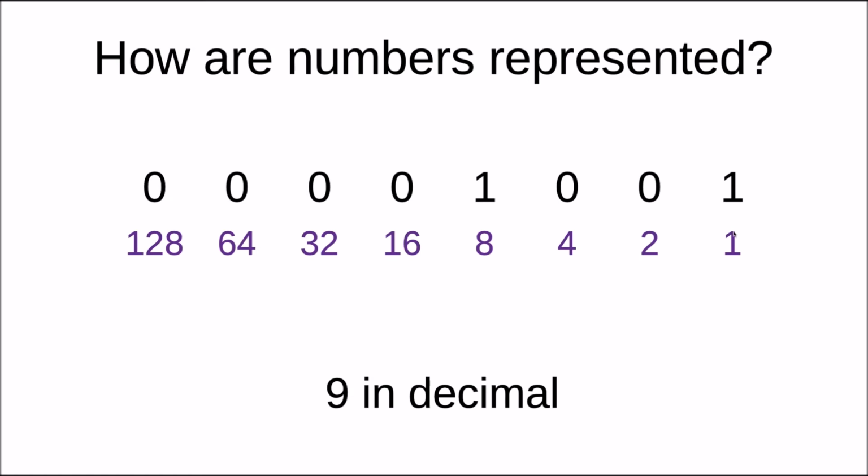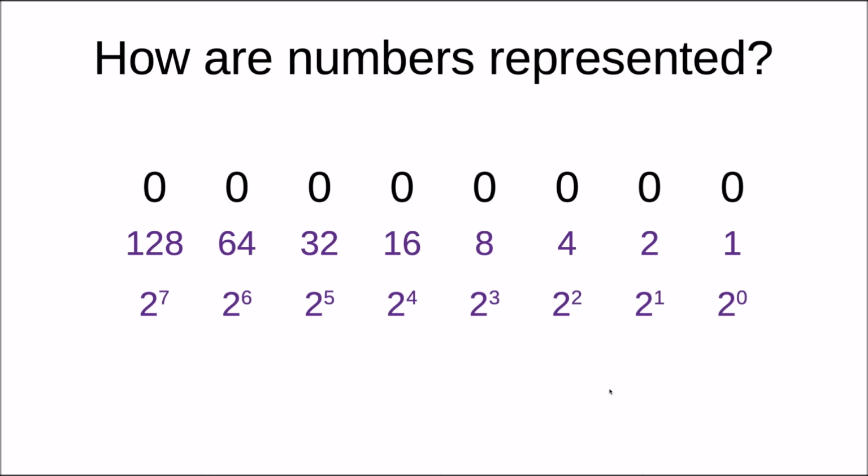Now, how would you represent 15? 15 is represented by turning on 8, 4, 2, and 1, right? We get 8 plus 4, which is 12, plus 2, 14, plus 1, this is 15. And the next value would then be 16, where this would be turned on and all these would be flipped back to 0.